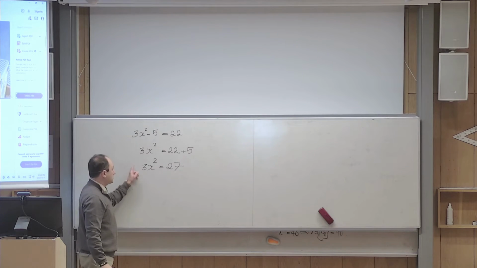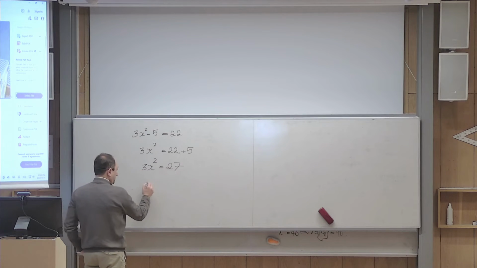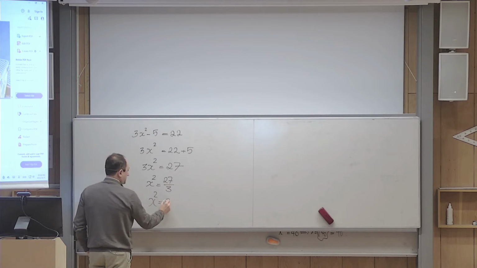Yes, be careful. I have seen some students take the square root immediately. This doesn't work because the square root will actually make this even worse. So what should I do? I divide by 3. And then x to the power of 2 becomes 9.